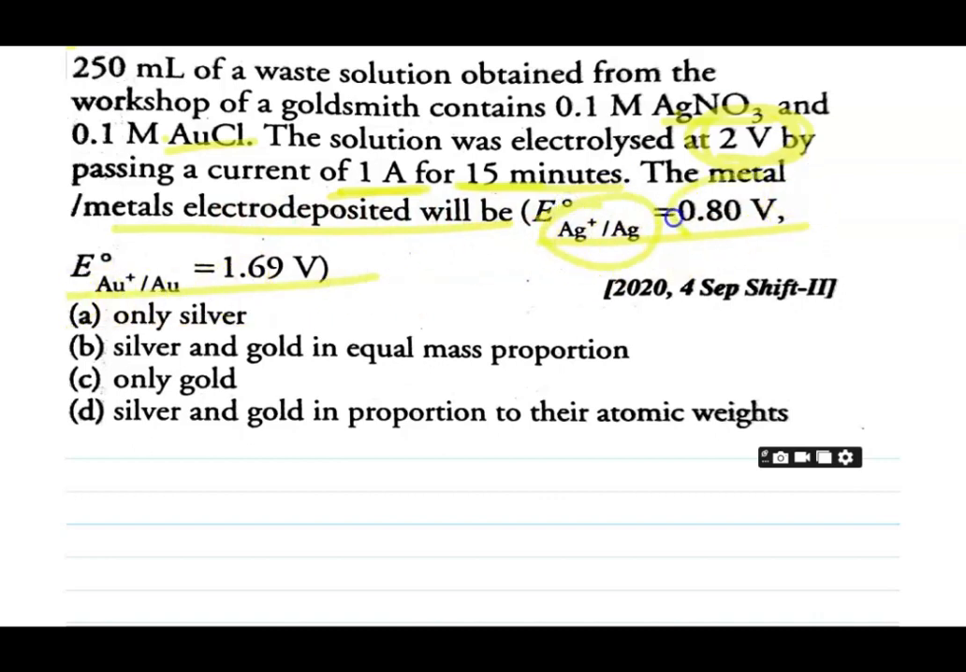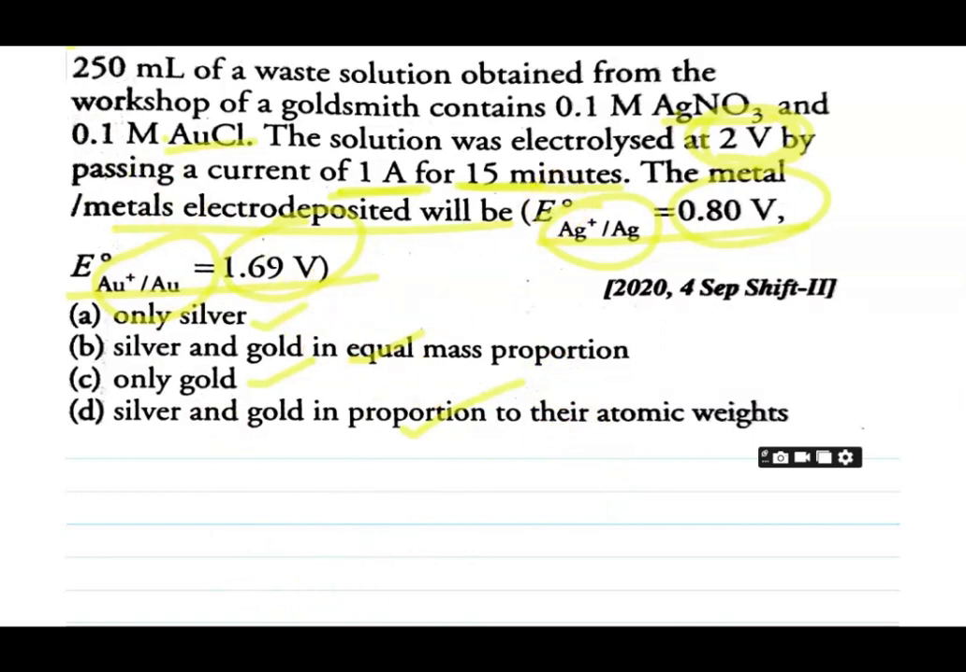Silver electrode potential is given 0.80, and the gold electrode potential is given 1.69. So what he has asked you, the metal or metals deposited at the electrode will be either only silver will get deposited, or silver and gold will deposit, or only gold will get deposited, or silver and gold are deposited in the proportion of their atomic weights. So now let's answer this.